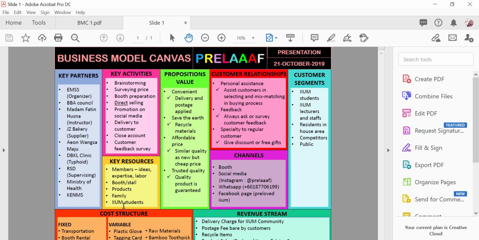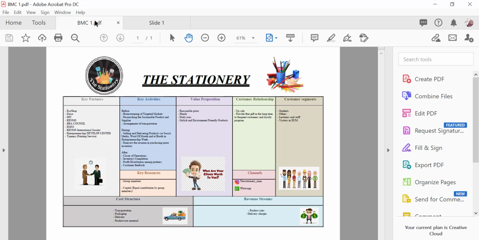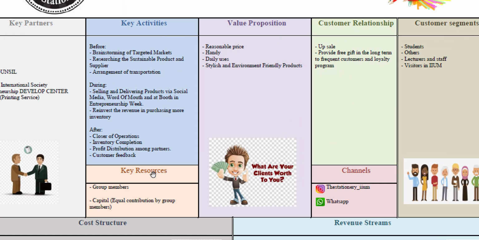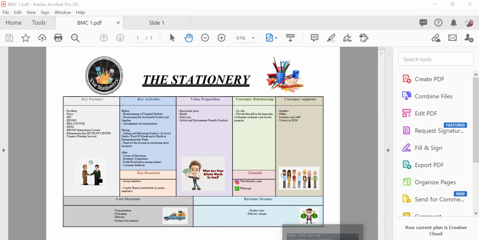But basically we don't put the same people in both key resources and customer boxes. So let's see here. We have group members and capital, so only two for this group. But do put your family, if your family is helping you.